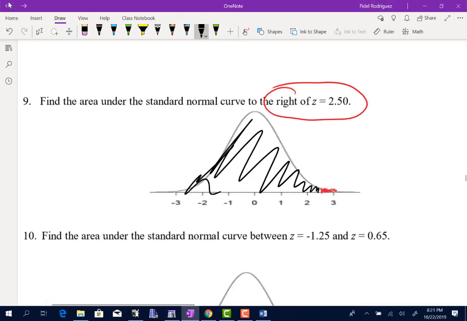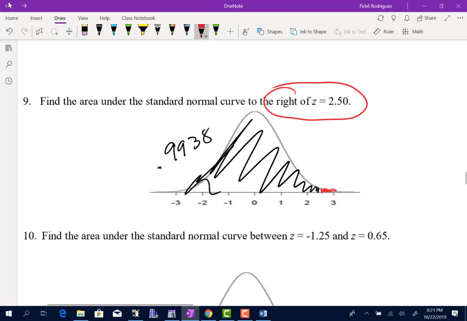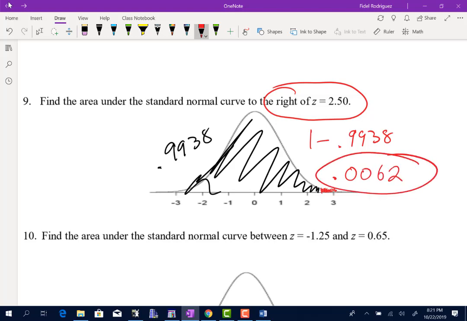Okay, so I'm going to come back over here. And we said this area here was 0.9938. So to find our area, we're going to do 1 minus 0.9938. And guys, are you coming up with 0.0062? There you go. And didn't we say that number was going to be kind of close to 0, right? Because look at that red area. Look how small it is, right? Okay.